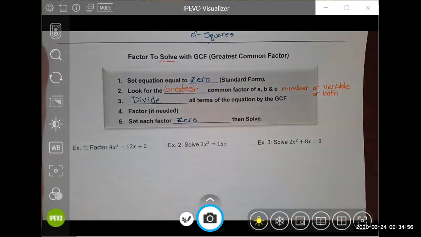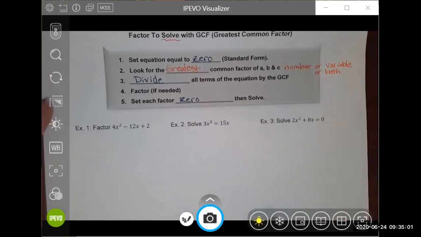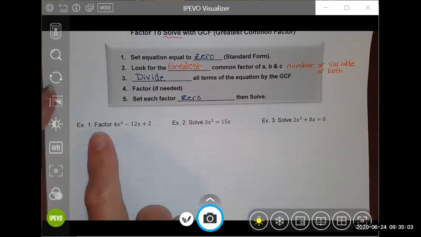Let's do some equations, or let's factor some equations and solve them if we need to using these steps. So the first thing I notice is number 1 does not ask me to solve. There is no equal sign. In example number 1, I am just factoring, right?